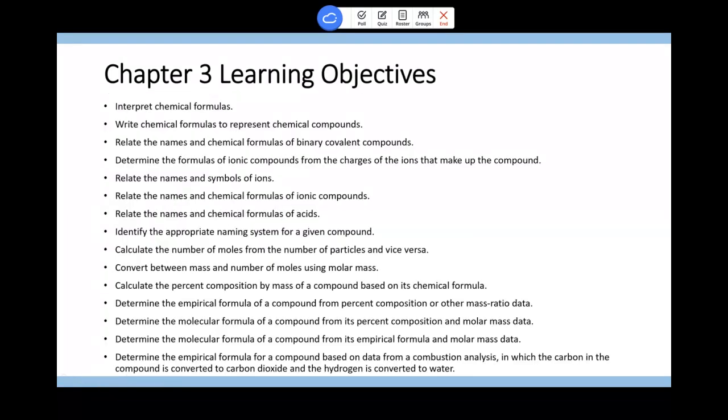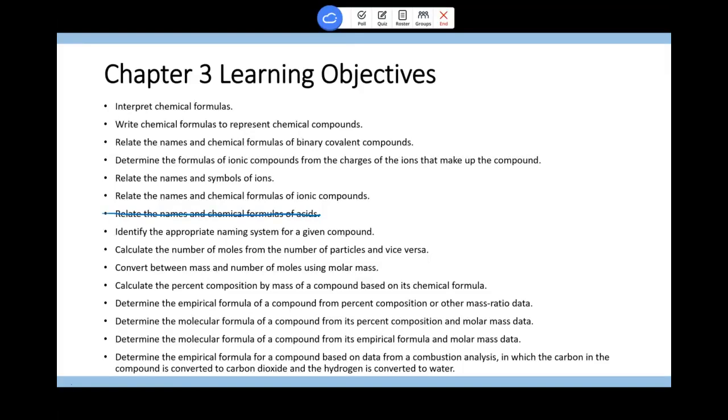And then here are the learning objectives. Same thing, you can cross out the one related to naming acids. And again, just a list to check to make sure that you are learning everything that we're meant to learn in the chapter. Any questions back there? Okay. Any questions over there?